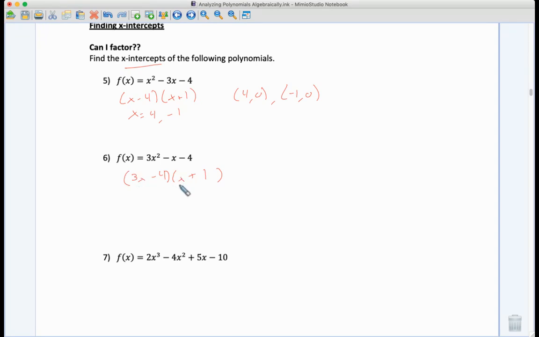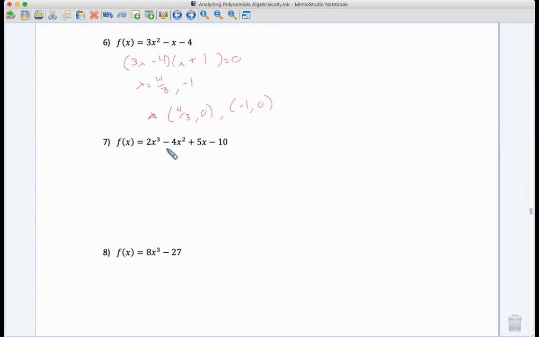So 3x squared for the first terms. 3x times 1 is positive 3x. Negative 4 times x is negative 4x, so that'll give us the negative x. And then negative 4 times 1 will give us the negative 4. So my values for x, and again, these are set equal to 0, should be 4 over 3 and negative 1. But if I'm writing them as x-intercepts, I want to make sure I write them as such. So that's going to give me (4 over 3, 0) as well as (negative 1, 0). Number 7, you see that we have 4 terms here.